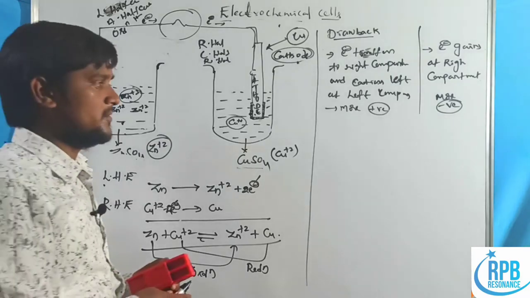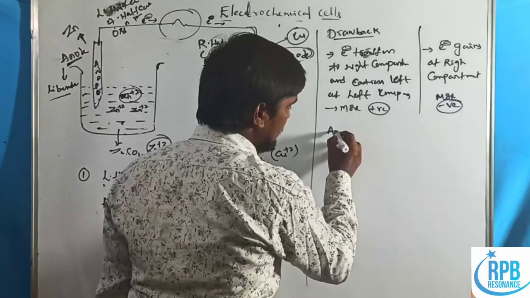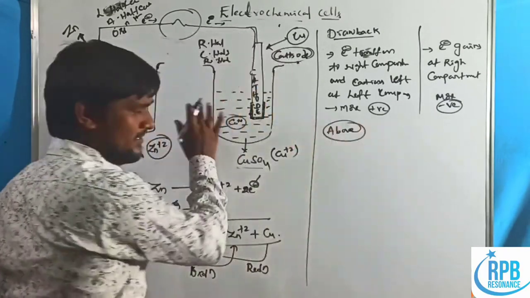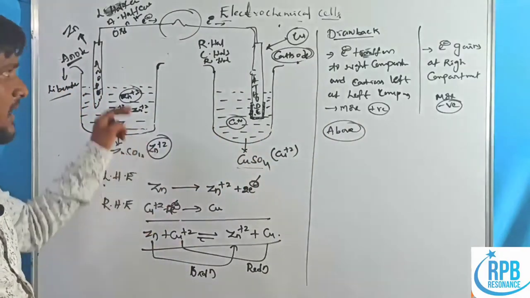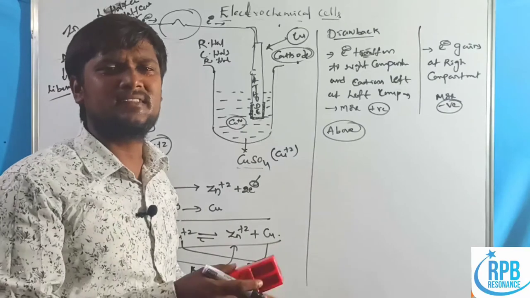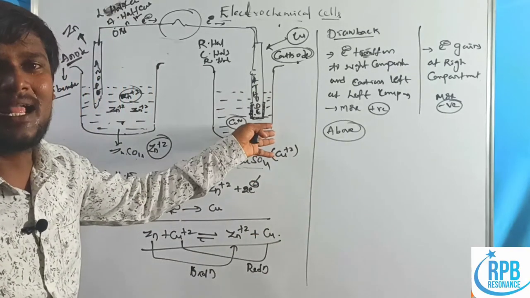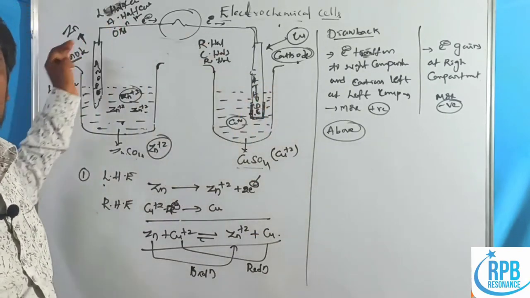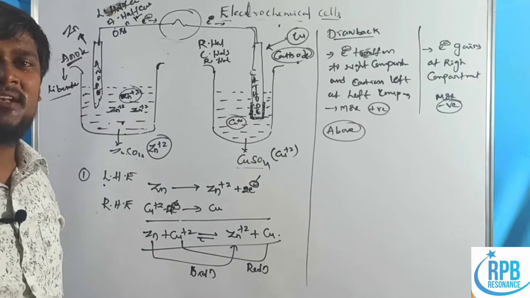The traveling of electrons is difficult. In the case of the wire method, the traveling of electrons from the left compartment to the right compartment is difficult due to more negative charge at the right hand side compartment and more positive charge at the left hand side compartment.